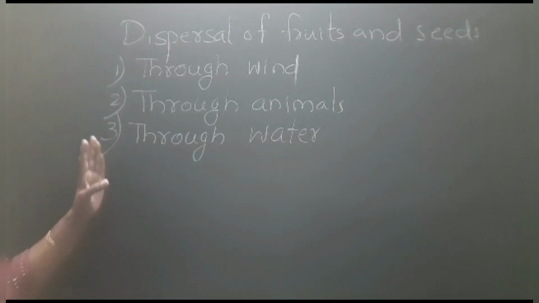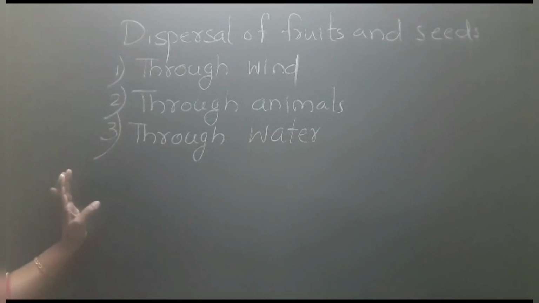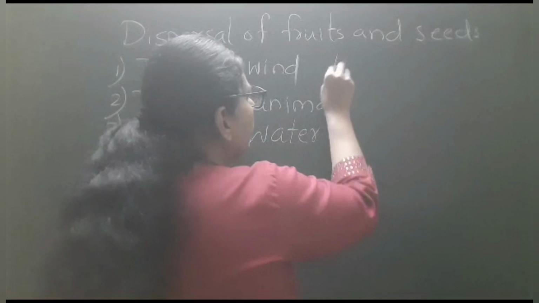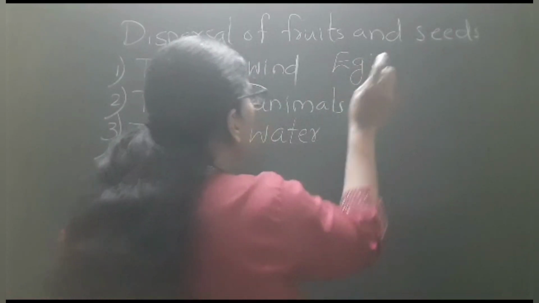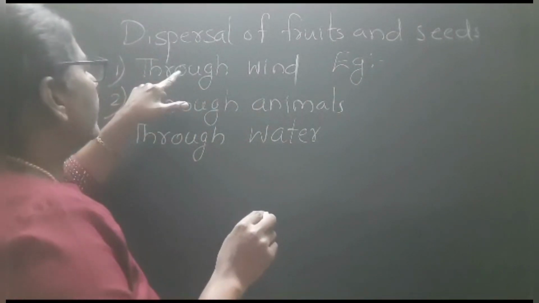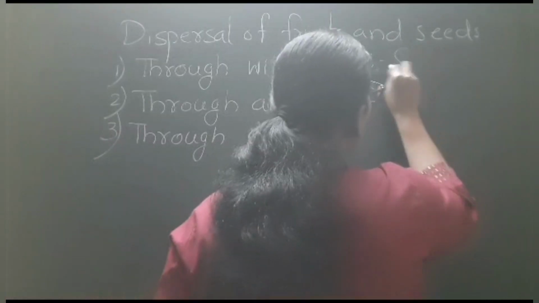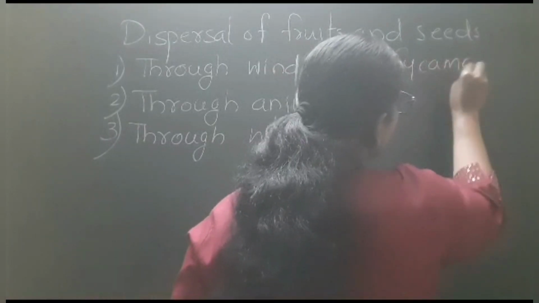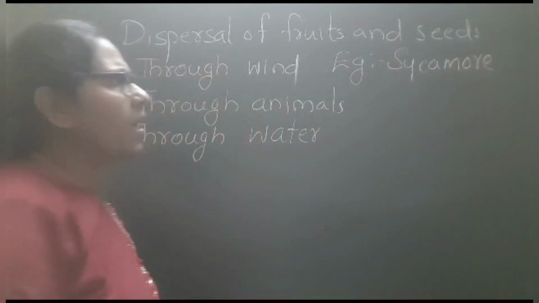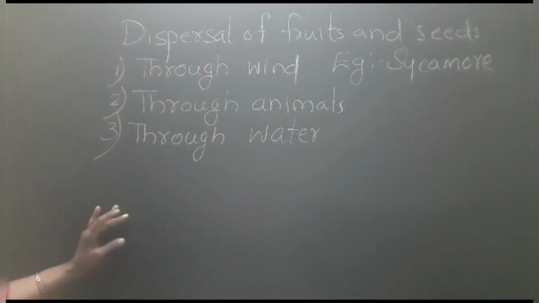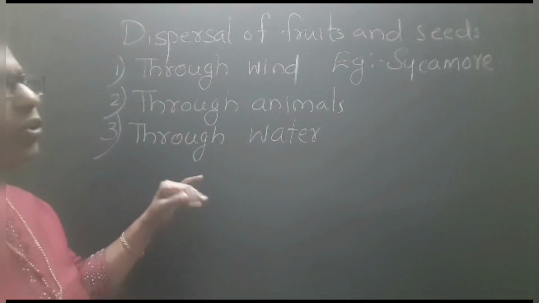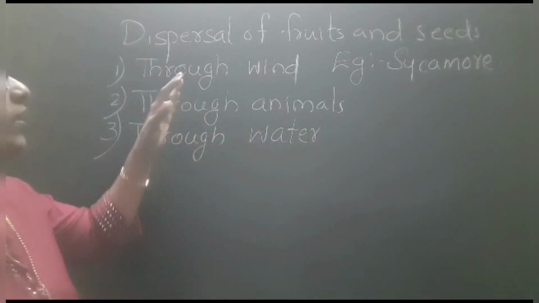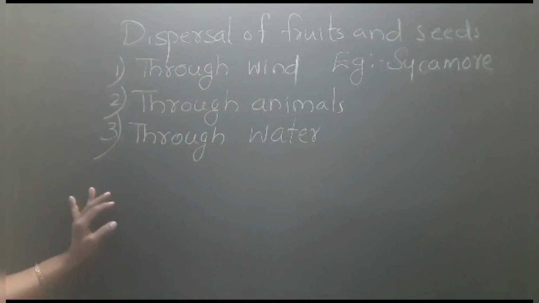Now we'll see the examples of seeds which disperse through wind. An example of seeds which disperse through wind is sycamore. Sycamore has a wing-like structure, so it is easy for it to float in the air and the wind can carry it away.